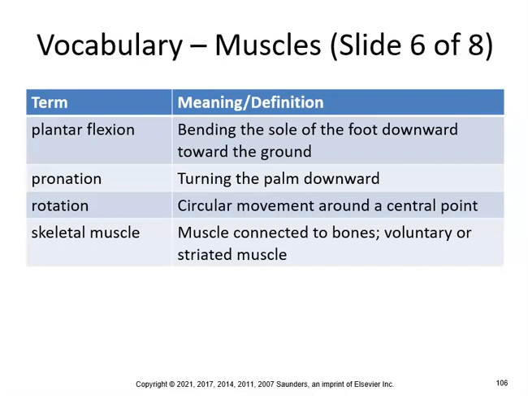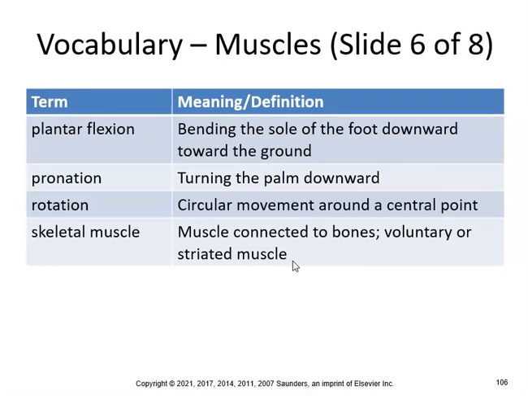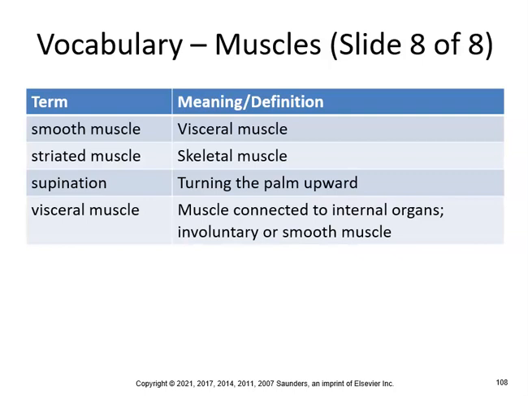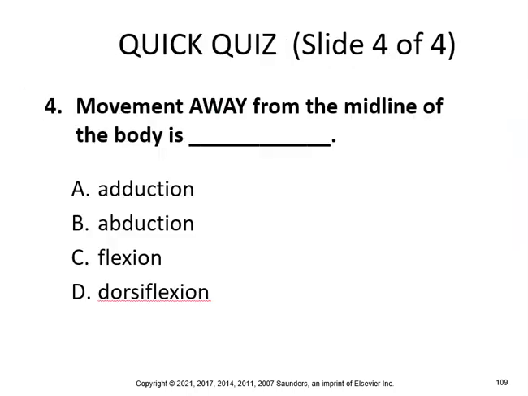Pronation, turning the palm downward. Rotation, circular movement around a central point. Skeletal muscle, muscle connected to bones, voluntary or striated muscle. Smooth muscle, striated muscle, supination, visceral muscle. Smooth muscle is visceral muscle, striated muscle is skeletal muscle. Supination is turning the palm upward, like "sup, man." And visceral muscle is muscle connected to internal organs. All right, what's movement away from the body? That would be abduction, B as in boy.